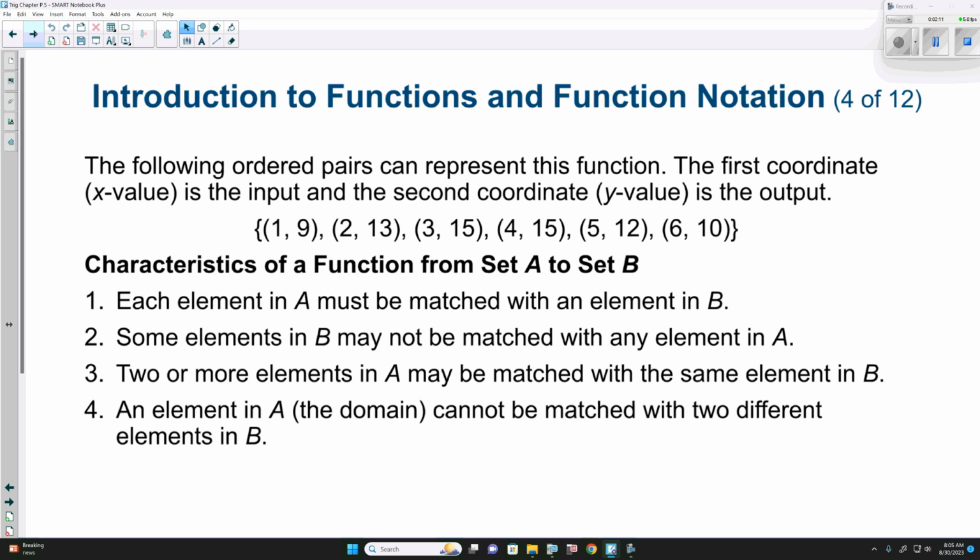That's our vertical line test, going straight up and down. If we can draw a line straight up and down and it crosses the graph in more than one place, it is not a function. We can still have an equation for it, but it's not a function.